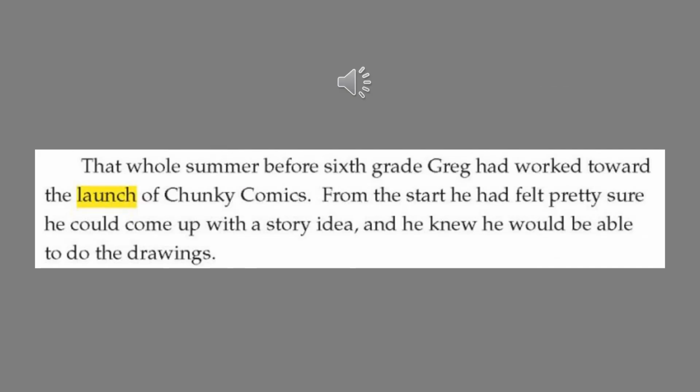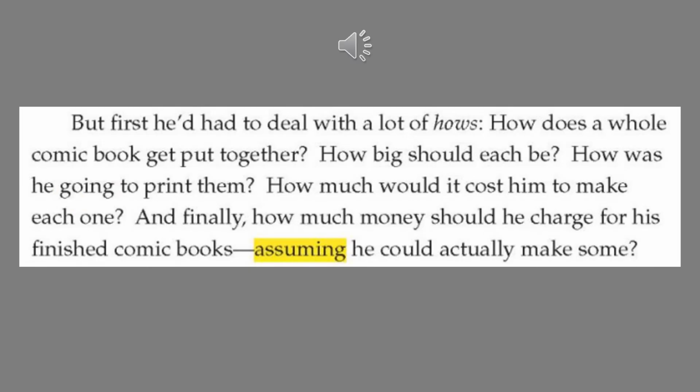That whole summer, before 6th grade, Greg had worked toward the launch of Chunky Comics. From the start, he had felt pretty sure he could come up with a story idea, and he knew he would be able to do the drawings. But first, he'd had to deal with a lot of hows. How does a whole comic book get put together? How big should each be? How is he going to print them? How much would it cost him to make each one? And finally, how much money should he charge for his finished comic books, assuming he'd actually make some?